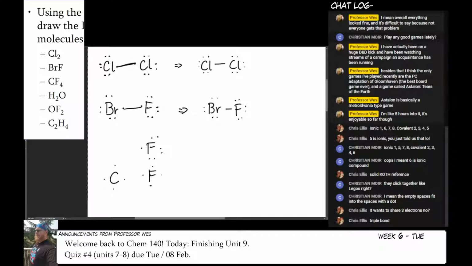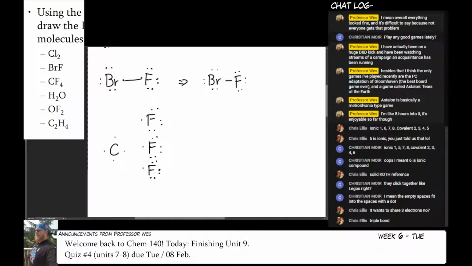So 1 on each side, and then we'll start pairing them. And I'm just putting the unpaired one towards the carbon, because that's eventually where I'm going to make my bond. And I ran out of space. I gotta keep scrolling.